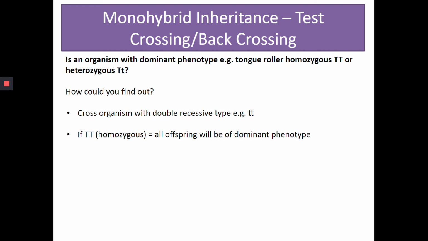Then if all the offsprings are dominant, that means the parent whose genotype was unknown is a homozygous parent. And if the unknown individual was heterozygous, then at least one of the offsprings in the next generation will have double recessive characteristics, means will be a non-tongue roller.